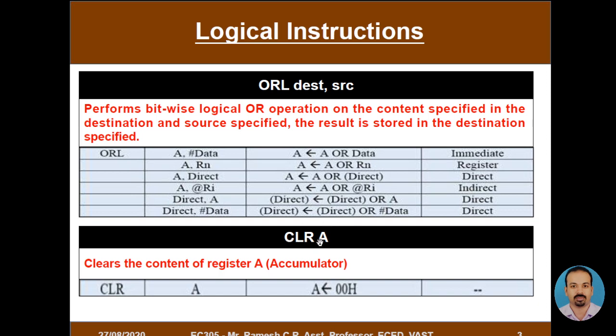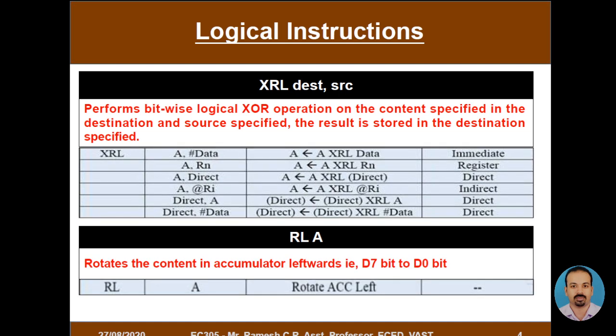Then we have CLR A, where the content of the specified register, that is, whenever there is a single register specified, we will always be going for the accumulator register. So if I need to make the accumulator clear, or I need to load the accumulator with 00, or the 8 bits should be made 0, then I can use this CLR A, which copies the 00 hexadecimal value to the accumulator, or 00 decimal value, both are the same.